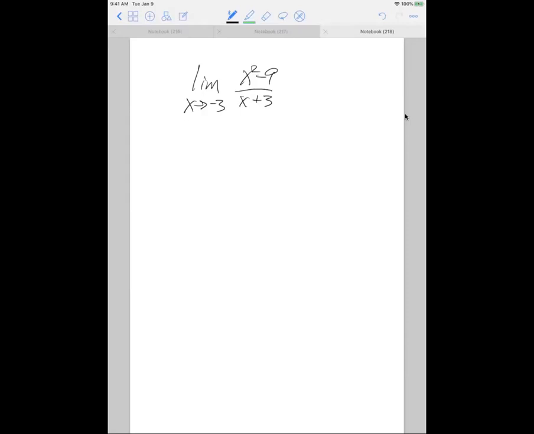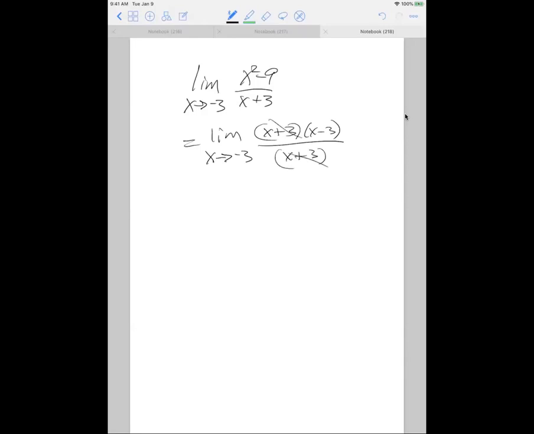So remember, the idea is to factor it. One of the things you can do is factor the numerator in this case. You can recognize it's the difference of two squares, so it's going to be x plus 3 and x minus 3. And therefore, that will simplify. The x plus 3 will cancel out. So this is equal to the limit as x goes to -3 of x plus 3 times x minus 3 over x plus 3, and those cancel.